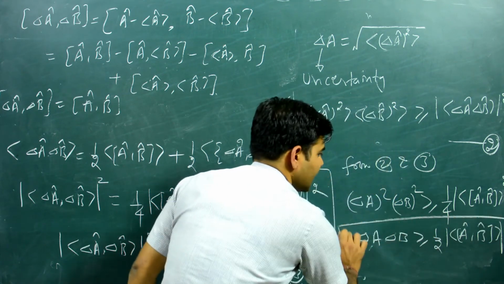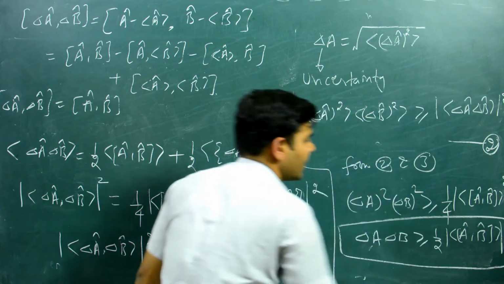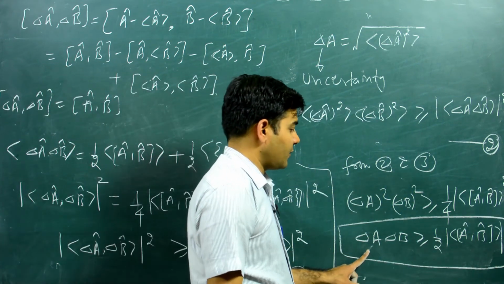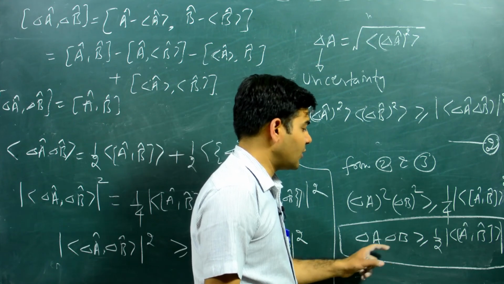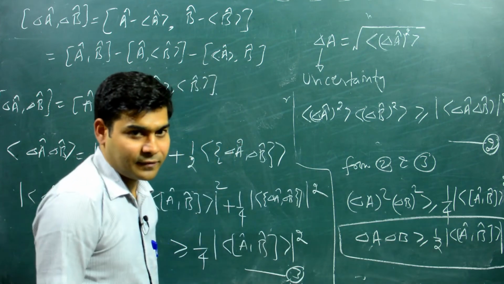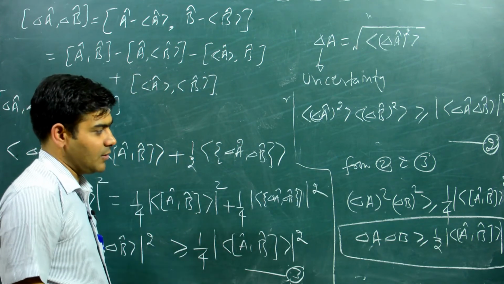So this relation here is known as the generalized uncertainty principle, which tells us that the uncertainty in the measurement of A and the uncertainty in the measurement of B, the product of these is always greater than or equal to half of the modulus of the expectation value of the commutator of A and B.